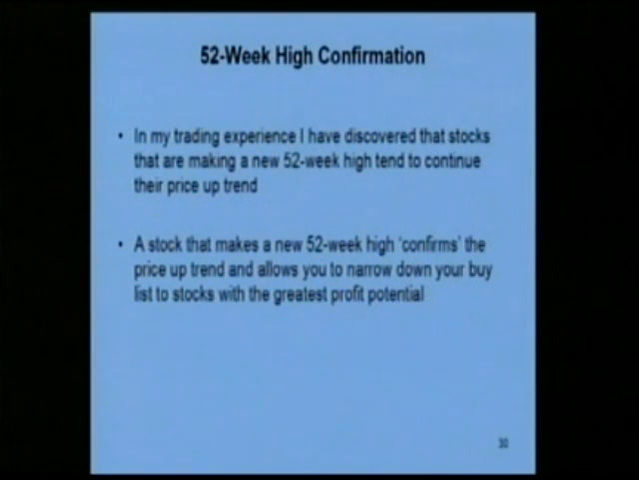Now, another good confirmation indicator is the 52-week high list if you're going to go long a stock. And if you're going to go short a stock, we'll see that in a minute, you want to look at the 52-week low list. A stock that makes a new 52-week high confirms the price uptrend. And that allows you to narrow your list down even further.